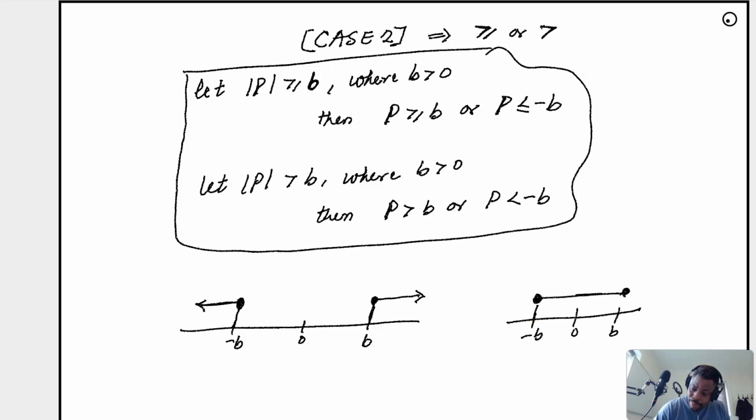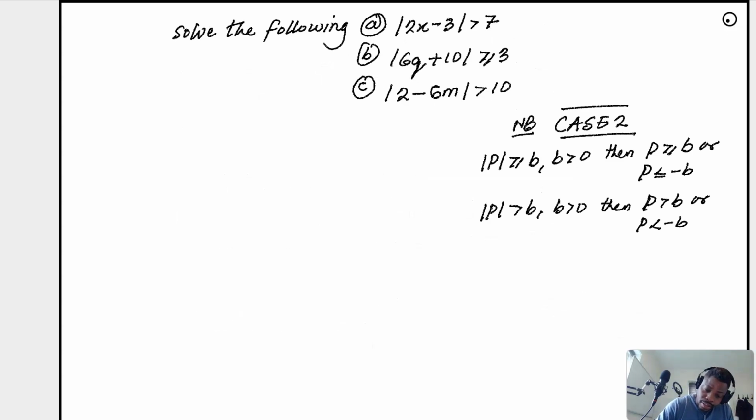This is combined. Okay, so this is not combined. So for case 2, it is not combined. That is why you see or. For case 1, it is combined. You call it and. So let's take some questions here. Now let's take this question.